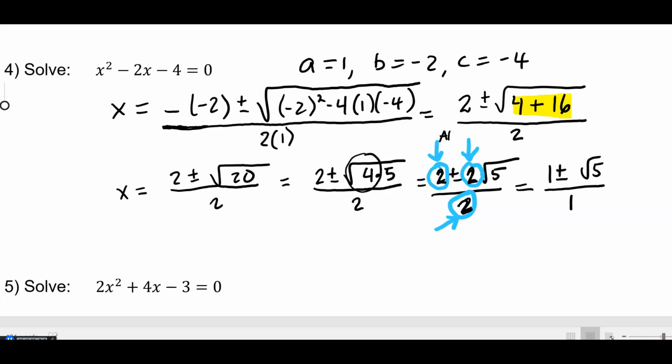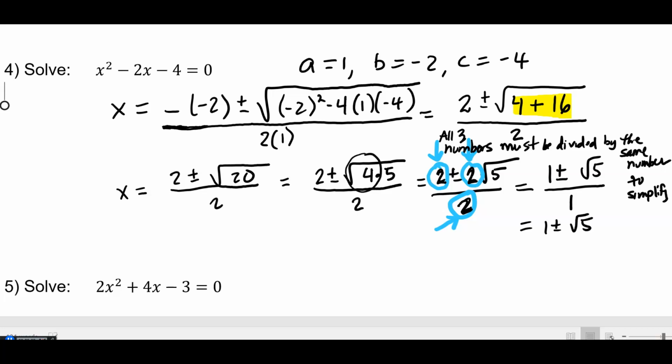All three numbers must be divided by the same number to simplify. All right, so notice in the denominator here we have a 1. That's not even necessary, right? So really your answer is 1 plus or minus the square root of 5. If you want to break that up, then one of your solutions is 1 plus the square root of 5, and the other solution is 1 minus the square root of 5.